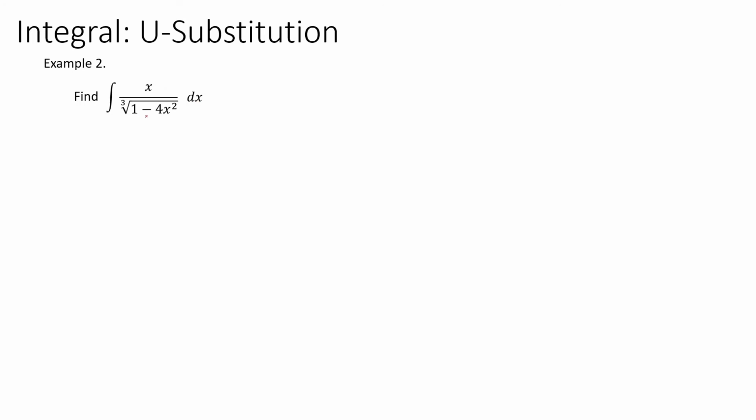Example 2. We have x times dx over the cube root of 1 minus 4x squared. Once again, it's a composite function, and your inner function in this case is 1 minus 4x squared. So your derivative will be negative 8x dx. If you rewrite this in terms of u, we have u to the negative 1/3 power times x dx. Notice that it matches up with our du. We have du over negative 8 equal to x times dx. So we could say the integral of u to the negative 1/3 times negative 1/8 du is your integral.